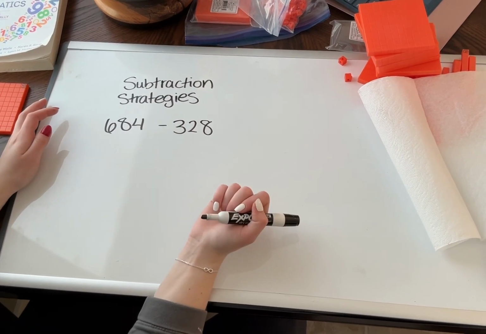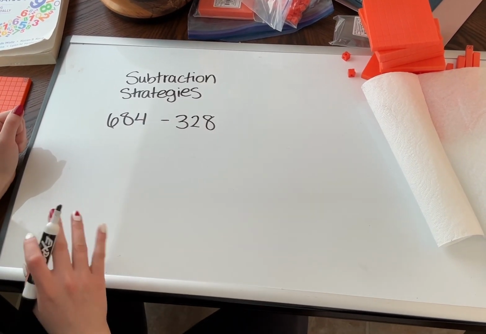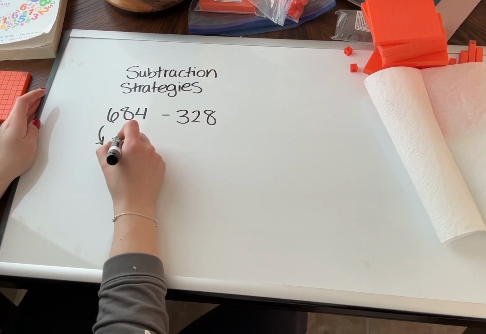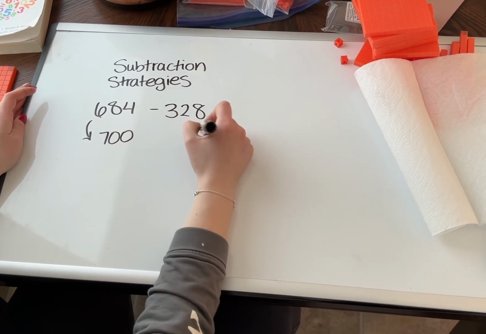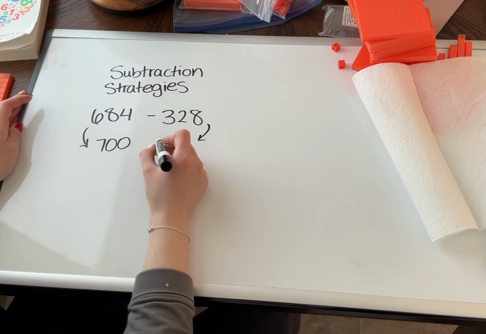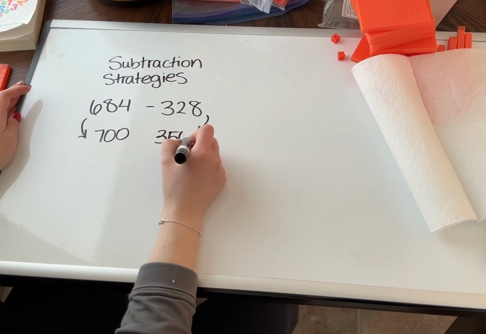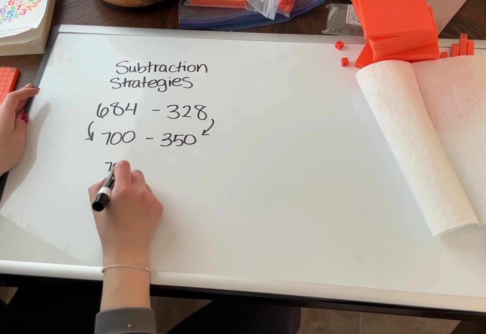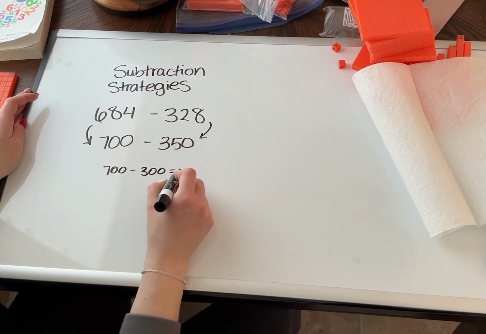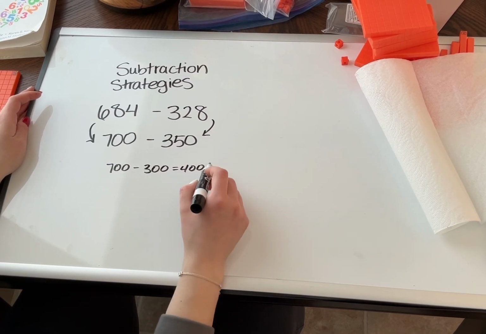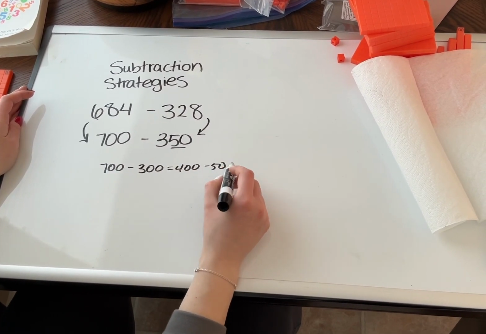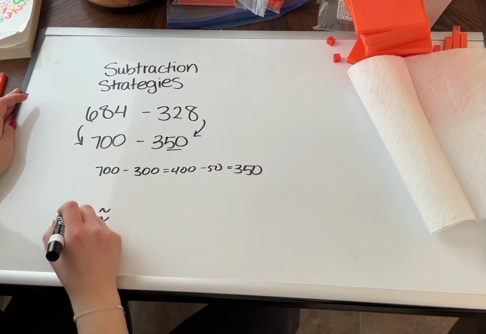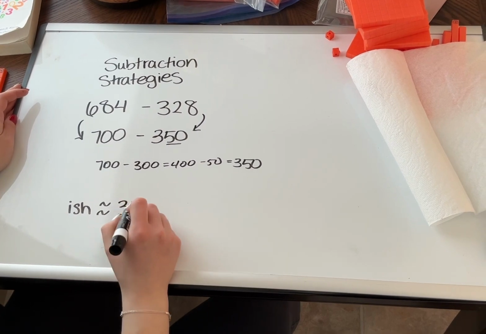To do that, I'm going to round them to some more friendly numbers. I'm going to be using multiples of 50. For 684, I'm going to round that up to 700. And for 328, I'm going to be rounding that up to 350. So 700 minus 350, I know 700 minus 300 gives me 400, and then 400 minus that extra 50 gives me 350. So our ish number is going to be somewhere around 350.